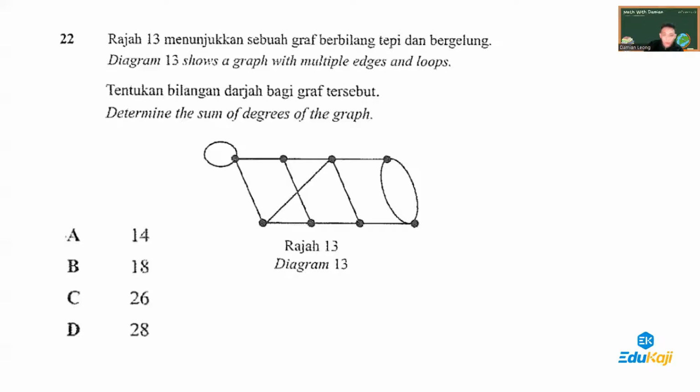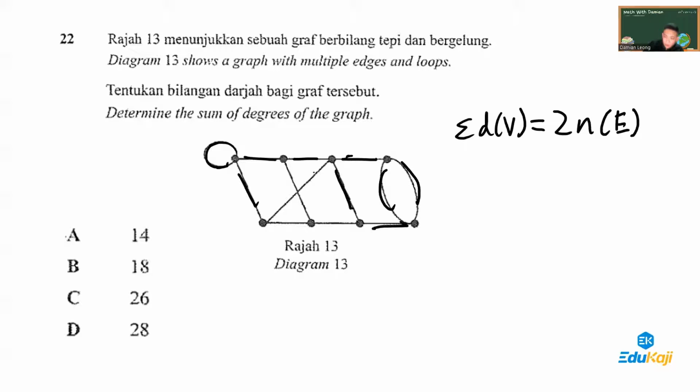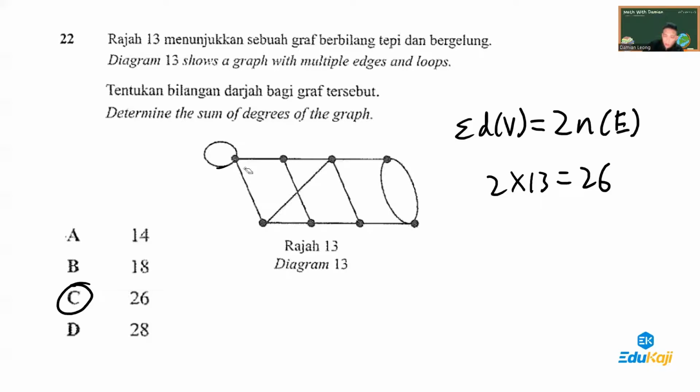Question 22. Sum of degrees of the graph. I can actually just use this formula: 2 times the number of edges. That would be much easier to count. The number of edges here, where a loop is counted as 1 edge: 1, 2, 3, 4, 5, 6, 7, 8, 9, 10, 11, 12, 13. So 2 times 13 is 26. Answer C.